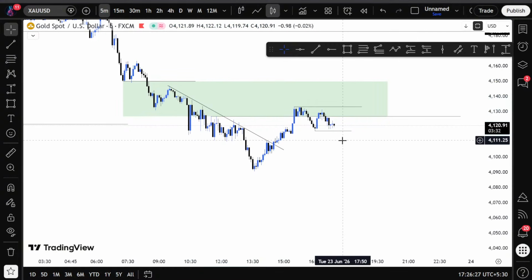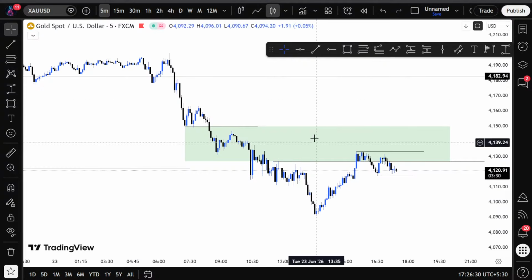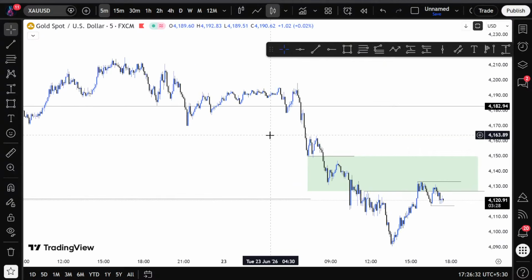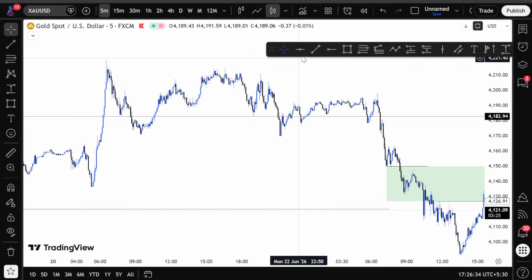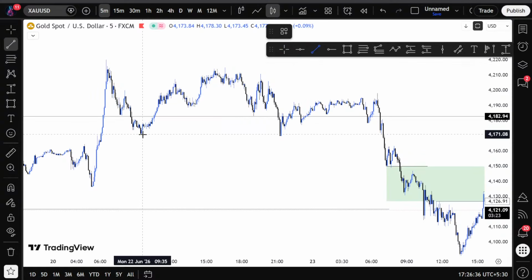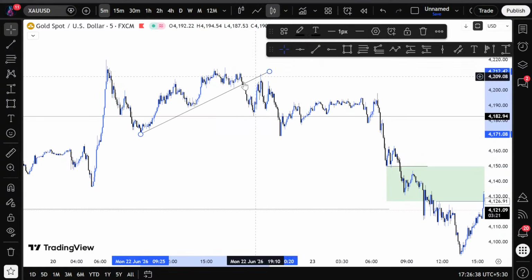Break above, pump. Here, break below, retest, drop.